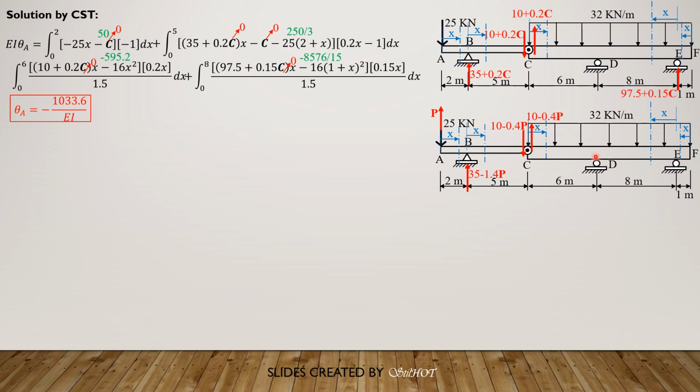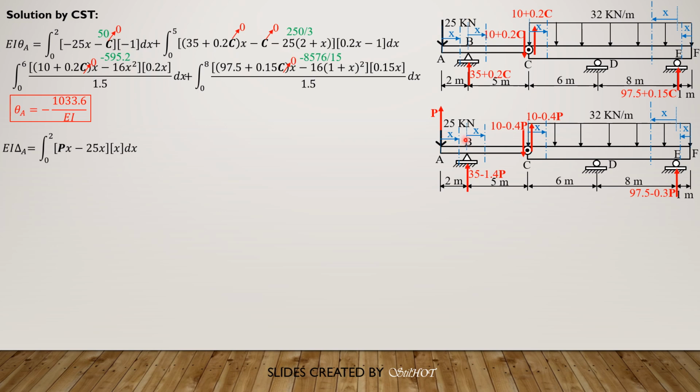Then summation of moments about D. Due to P, it is negative 0.4P times 6 equals the reaction here times 8, assuming the reaction is upward. So just consider the contribution of P. The reaction here, in terms of P, is negative 0.3P, so the reaction is 97.5 minus 0.3P. So by integration, EI delta A is equal to the integral from 0 to 2.